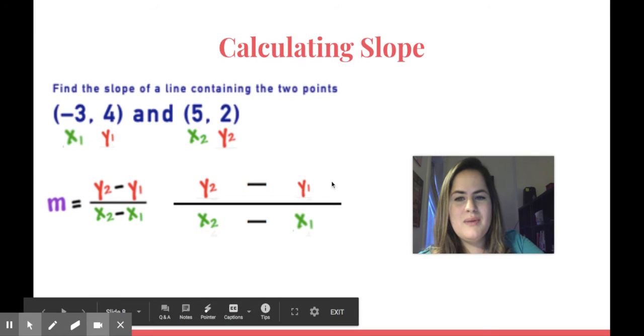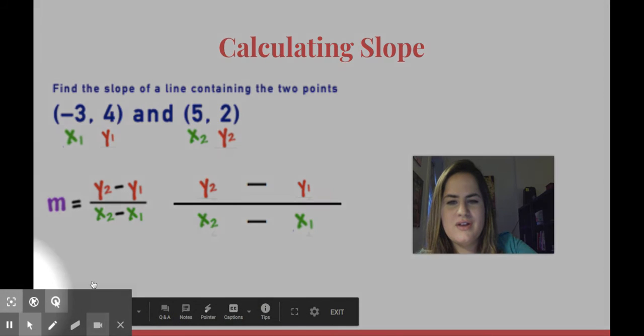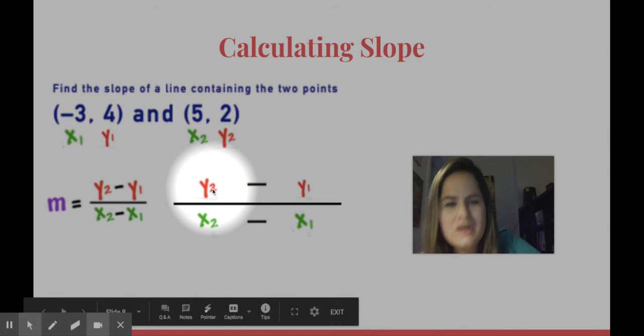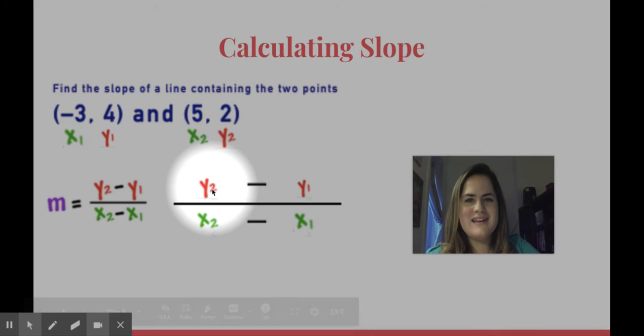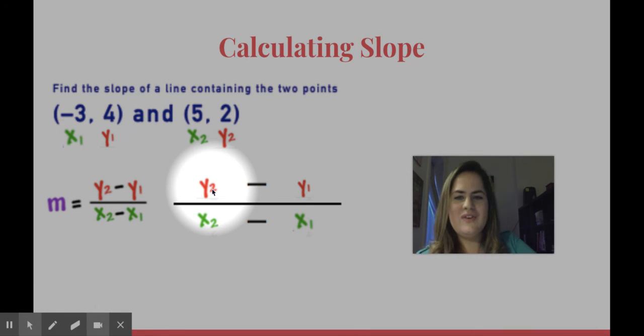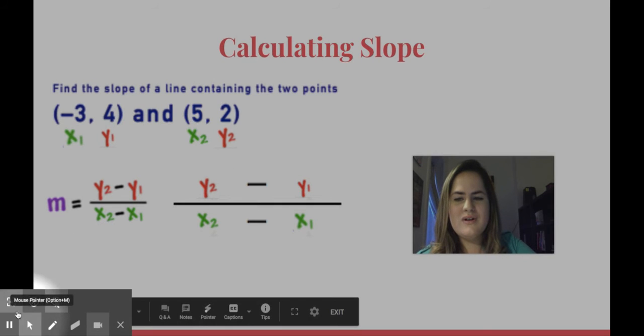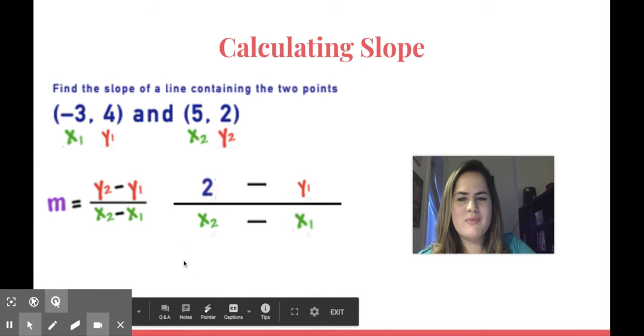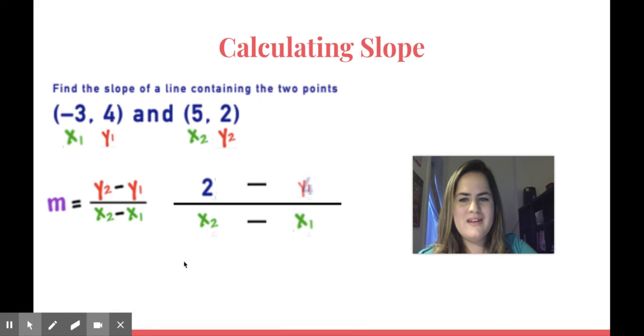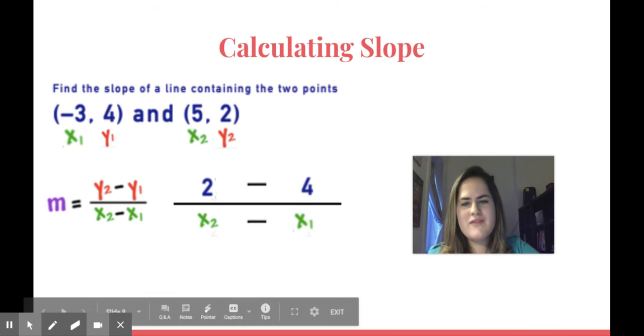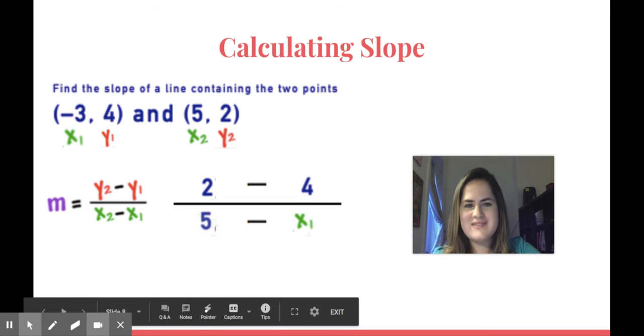Okay, now that all my points are labeled, I just have to throw them into that formula, into that fraction. So I want to first plug into y2. Which number did I say is going to be y2? If you said 2, you are correct. So y2 I replaced with 2, then y1 is 4. The top of the fraction is 2 minus 4. The bottom of the fraction, x2, I said was 5. x1 I said was negative 3.